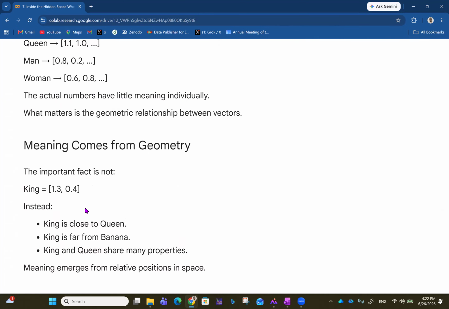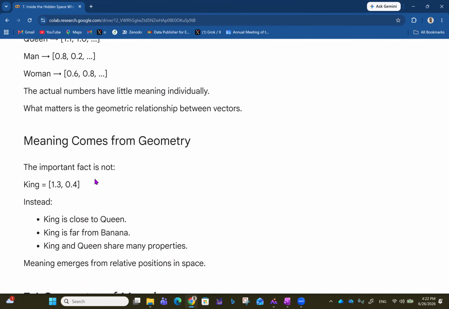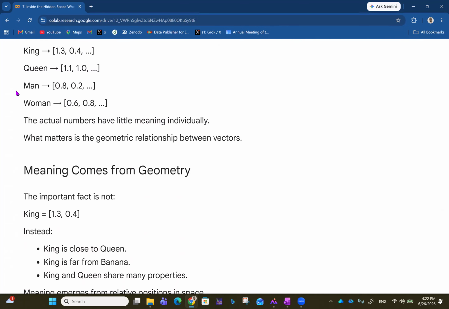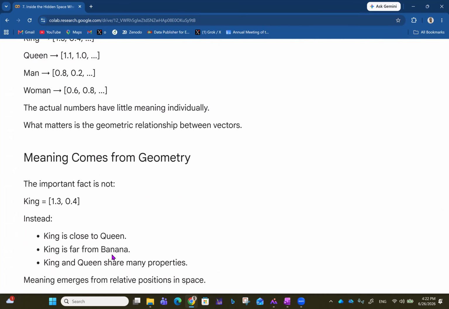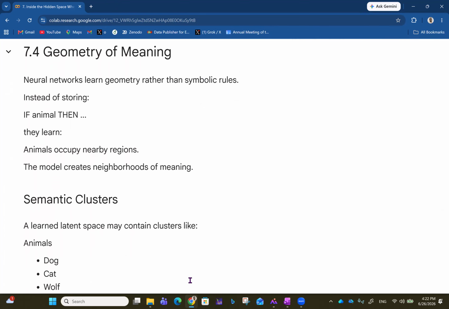The important fact is not that king is 1.3 and 0.4 as we have there. Instead, king is close to queen. In the first dimension, king is 1.3, queen is 1.1. In the second dimension, king is 0.4, queen is 1.0. So compared to others, they may not be that close. Instead, we see that king is close to queen and far from banana, because king and queen share many properties. So meaning emerges from relative positions in space. We derive meaning from the proximity of embeddings in space.